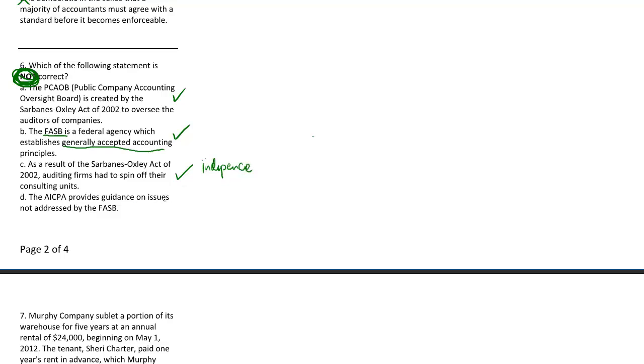So the AICPA provides guidance on issues not addressed by the FASB. This one is not going to be correct. The AICPA provides guidance on issues that have been addressed by the FASB and helps their members, certified accountants, to follow through with those.